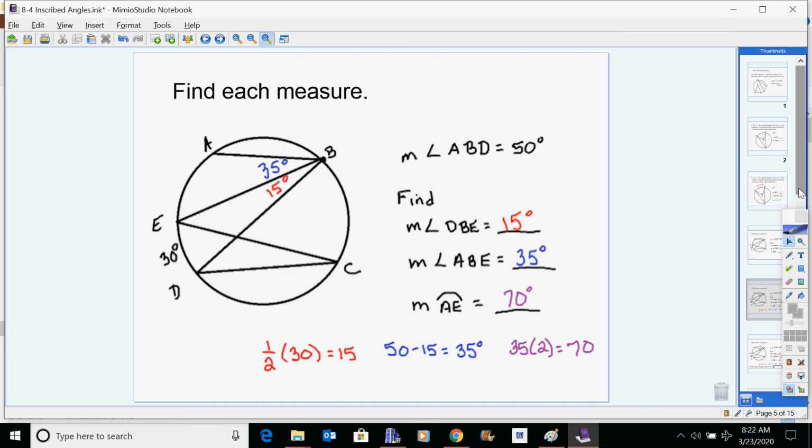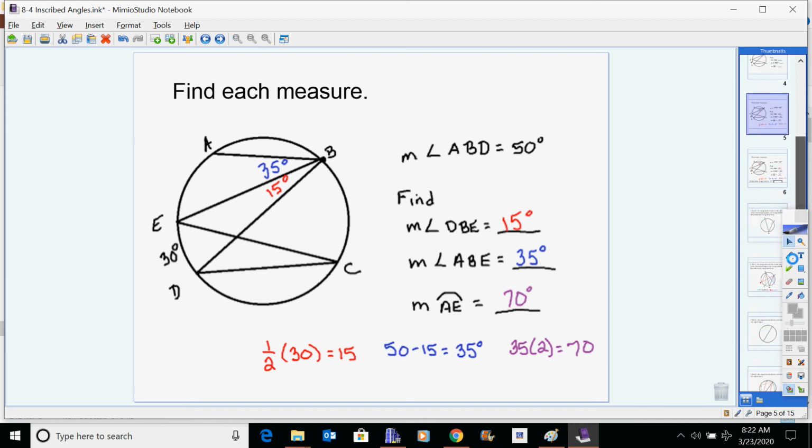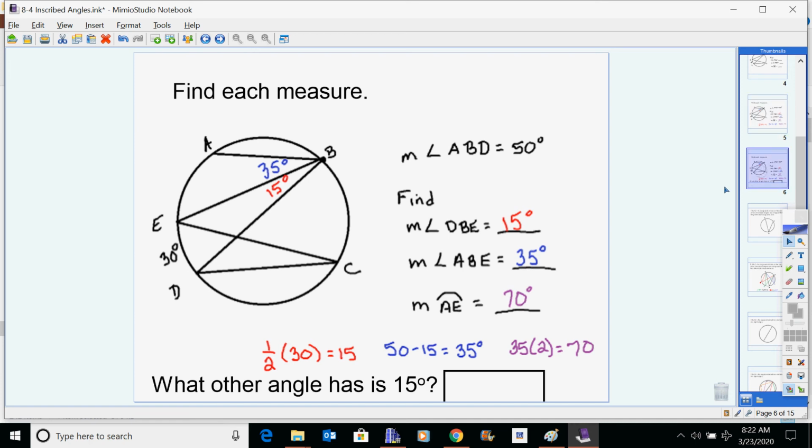All right? Good. Now, as always, you should try to anticipate these things before the answer is revealed. You can pause as many times as you need to so that you have time to think. All right? So here's another question to ask with this same picture. What other angle is 15 degrees?